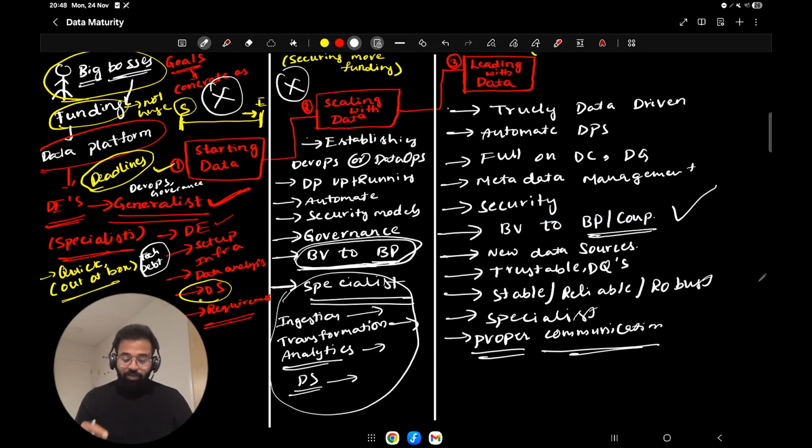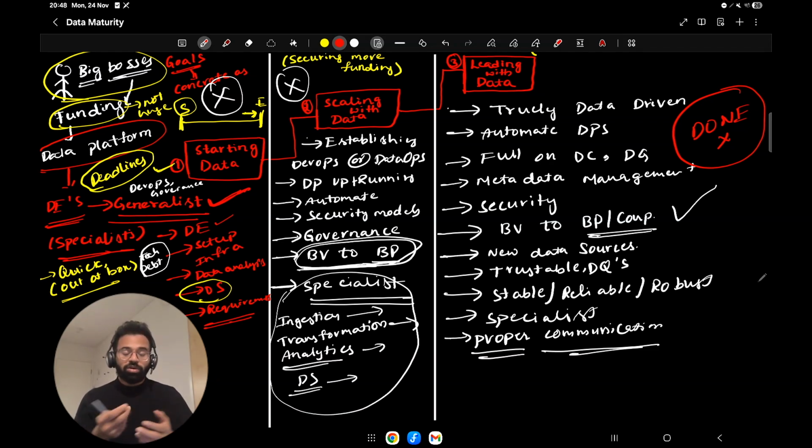And here, even though once you are in this phase, it doesn't mean that, okay, it's done. I'm not saying that it's done. You still need to keep on expanding your platform with the new sources and new data and providing more value to more stakeholders. So that should be the objective.